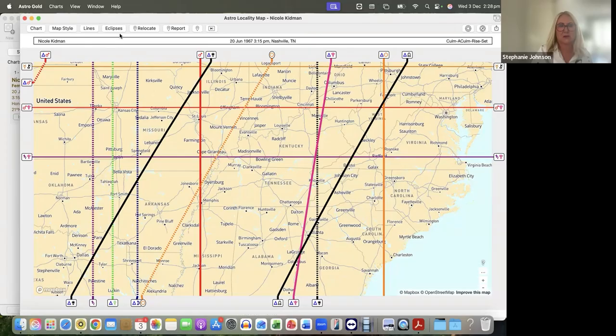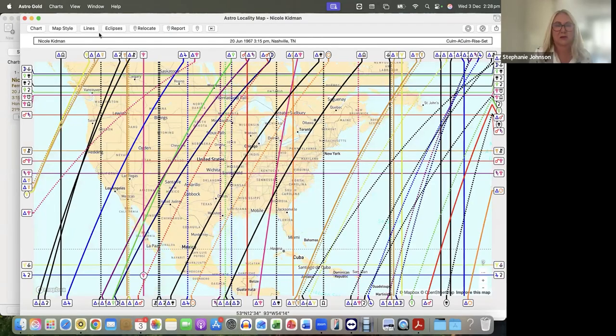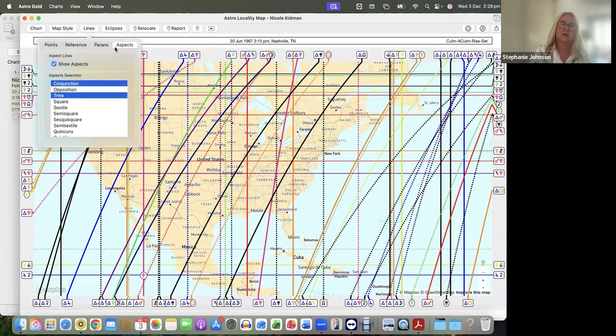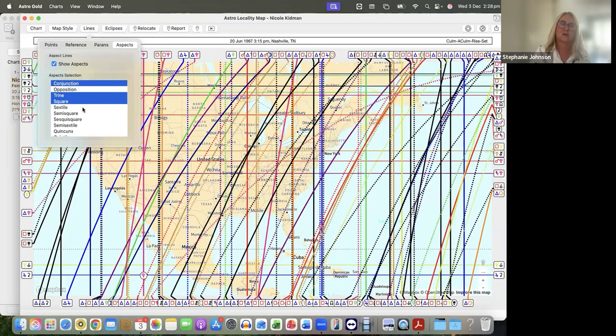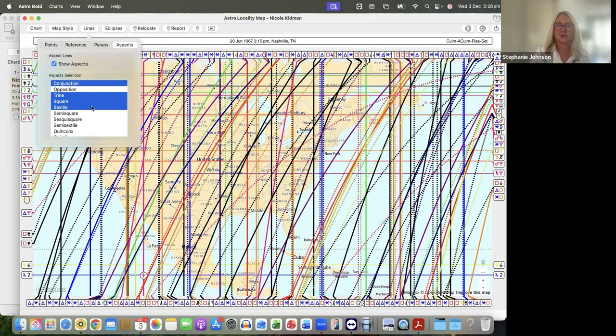Let me just see if there's anything else. Oh, eclipses. If you want to put the eclipses on, we'll have a quick look at that. But see how as you zoom out, if you have the aspects on, you're going to get a lot of lines. So it's probably a good idea to actually take that off. And of course, you can include, well, let's just show you. You can include all sorts.